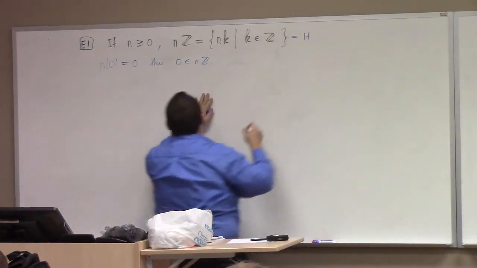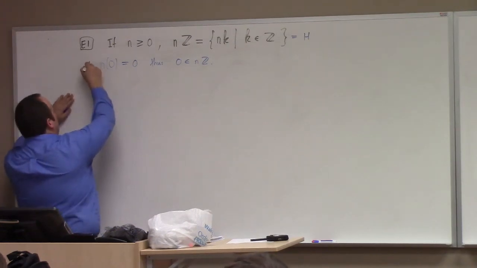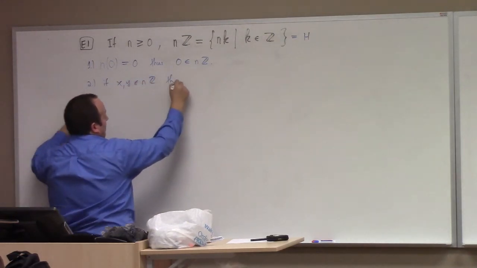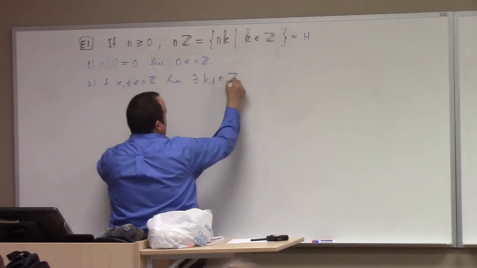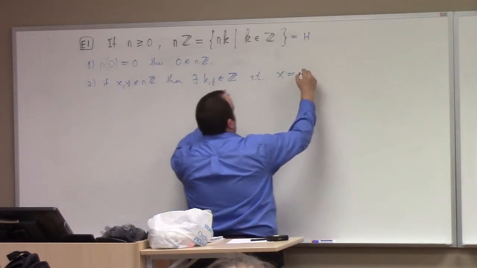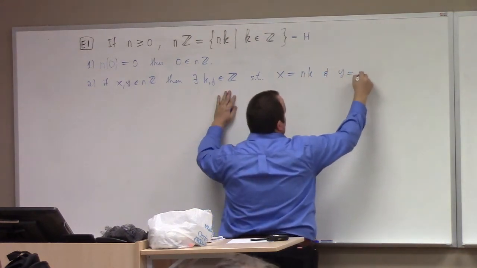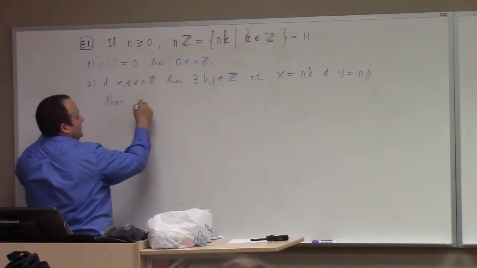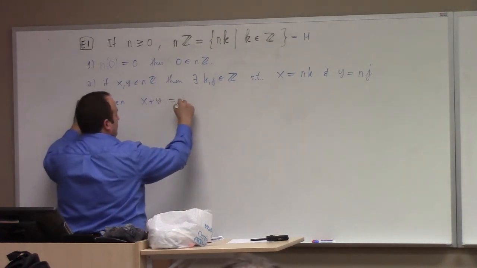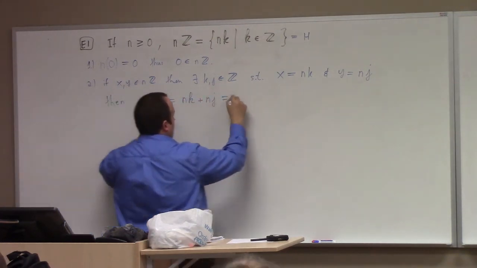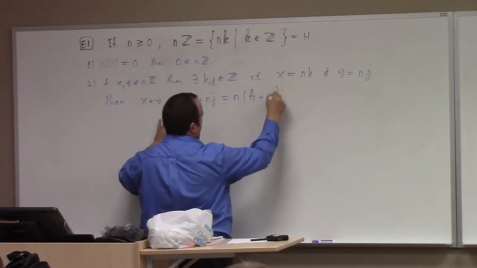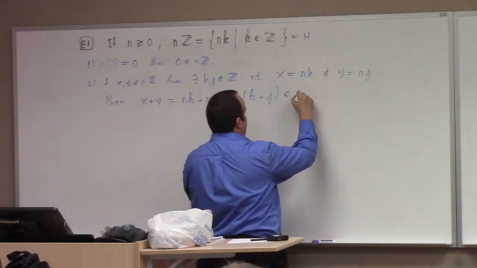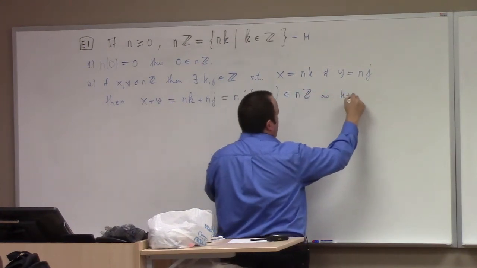Let's see here. Number two. If we have x and y in nℤ, then there exist k and j in the integers such that x equals nk and y equals nj, right? Then x plus y is n(k plus j). Right. But what's k plus j? It's an integer, right? So this is an element of nℤ as k plus j is an integer, right?